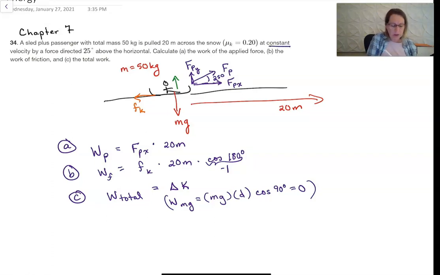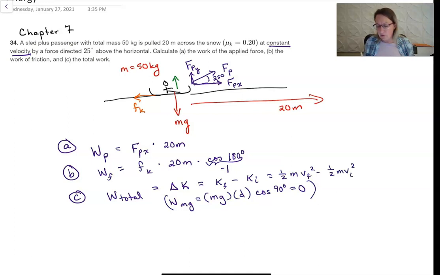But we can also just say the total work is the change in kinetic energy, and if it's at a constant velocity, then that means kinetic energy final minus kinetic energy initial, since kinetic energy is 1/2 mv squared, 1/2 m v final squared minus 1/2 m v initial squared. Well, these don't change, so these are equal to each other, so it's 0. So actually part C of this question is the easiest one to answer. So sometimes you can skip down to the different parts and get that answer right away. What it also means is that these two should be equal to each other. So we'll see if we get that when we get going.